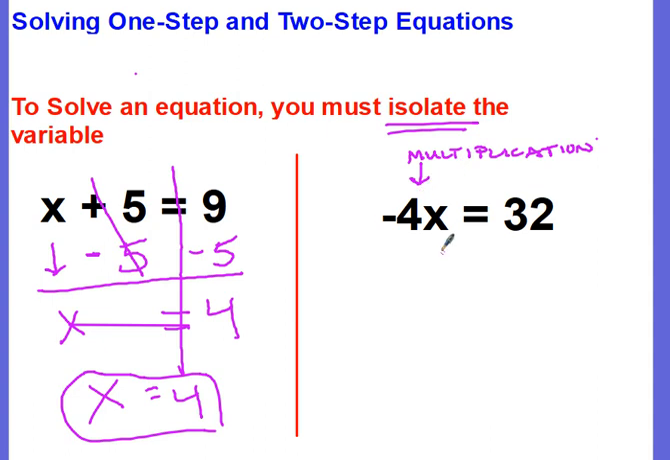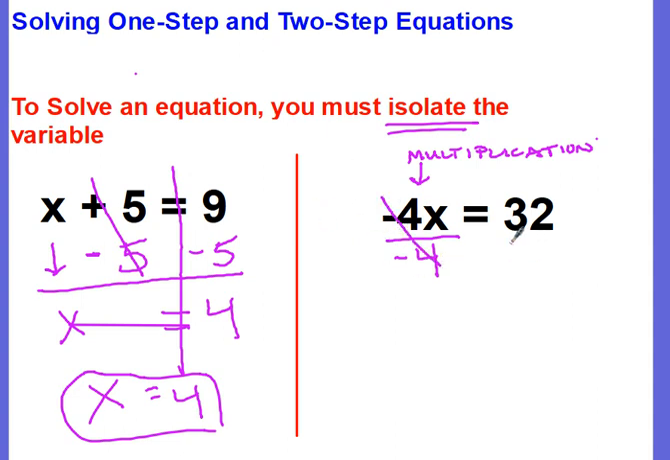Now, to get our variable by itself, I've got to figure out what is the opposite of multiplication. The opposite of multiplication is division. So in order to get rid of times negative 4, I'm going to use the exact same number, but do the opposite operation. Because negative 4 is being multiplied by x, I want to divide by negative 4, because that's the number I'm trying to get rid of.